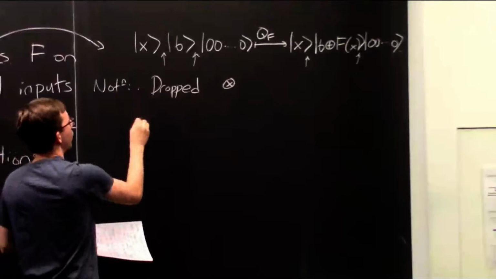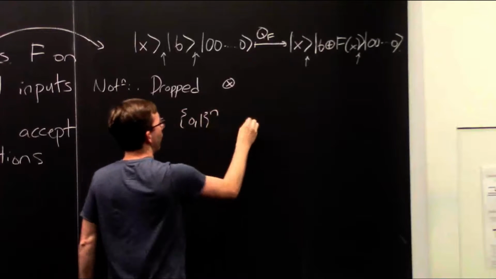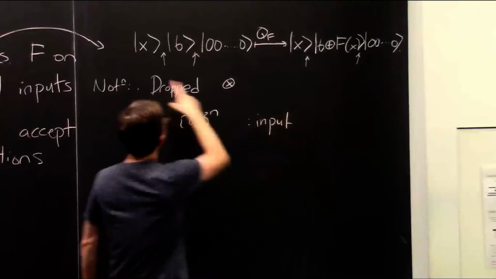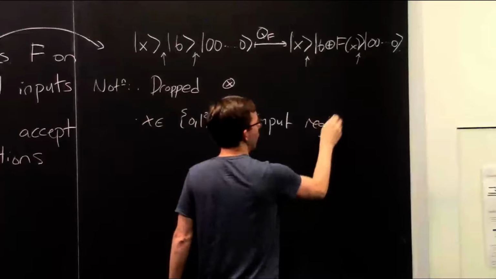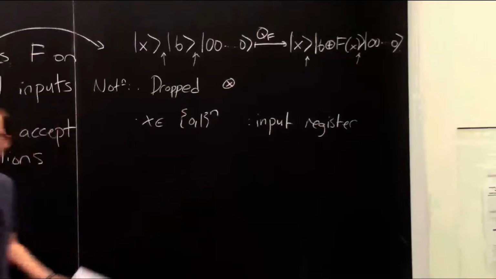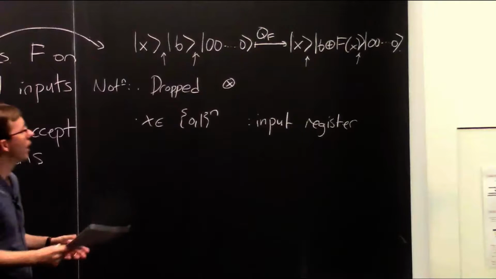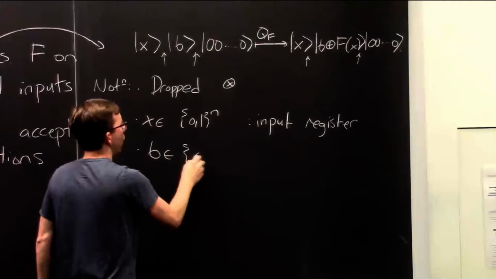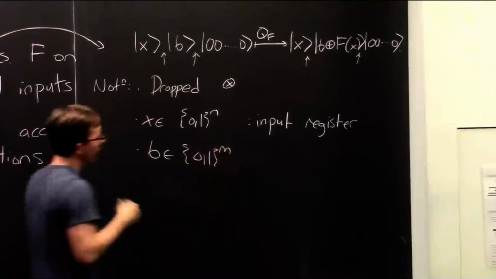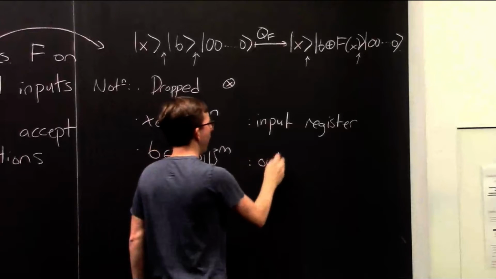What else? Okay, so here x is the real input. It's an n-bit string. And these first n qubits are sometimes called the input register. After a while, when you really get into quantum computing, usually different qubits are serving different purposes. And they sometimes call blocks of qubits registers, just to have a name. So here, b is in {0,1}^m. Again, typically think of m as 1, so b is just a bit. This is the output register.